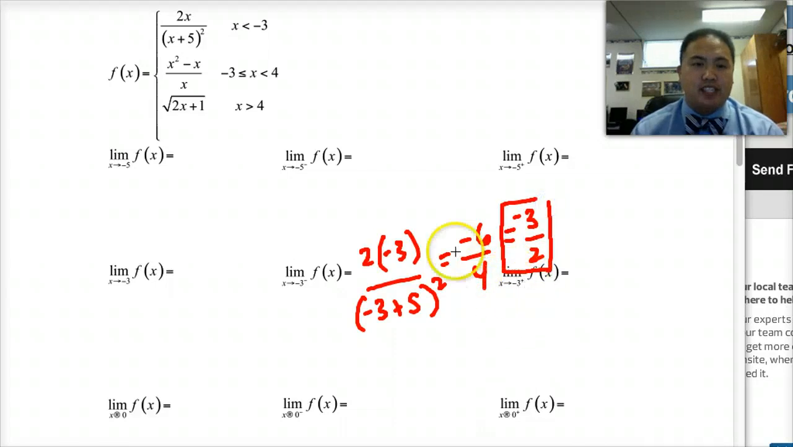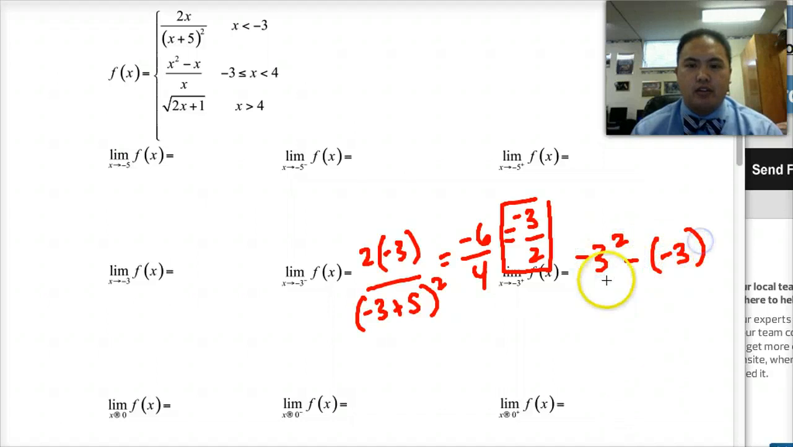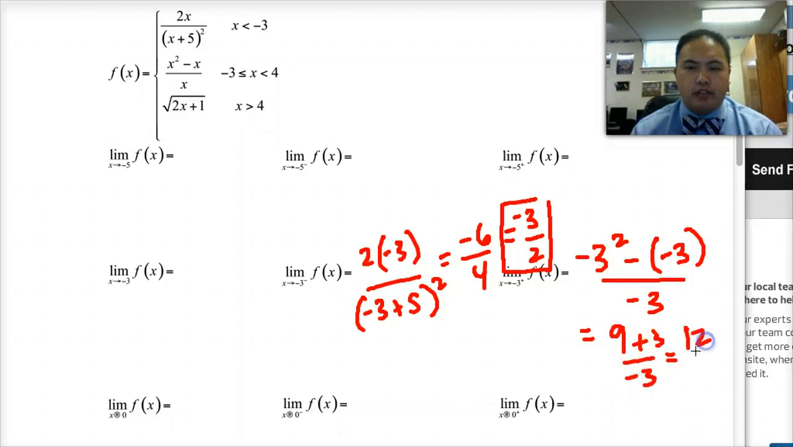Now for -3 plus, I'm going to find the one that represents negative 3 plus, which is this one, and plug in negative 3. I get negative 3 squared minus a negative 3, all over negative 3. I get 9 plus 3 over negative 3, which is 12 over negative 3, or negative 4. Now, from the right is negative 4, from the left is negative 3 over 2, which means the general limit does not exist.